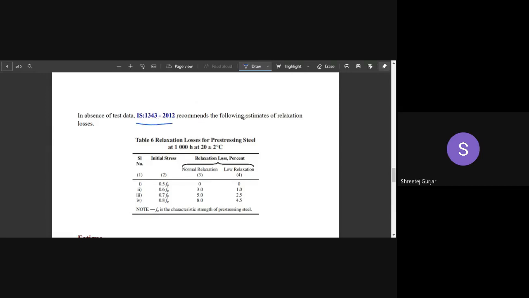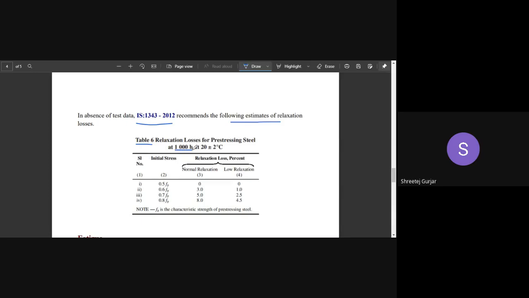IS 1343 recommends the following estimate of relaxation losses. So our code gives us an estimate of the relaxation losses. Table number 6, a screenshot from IS 1343, gives us the relaxation losses for pre-stressing steel at 1000 hours.